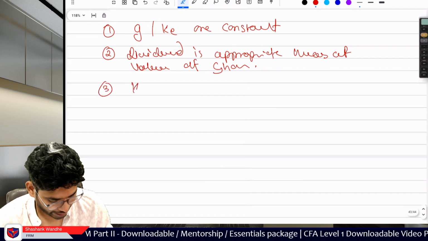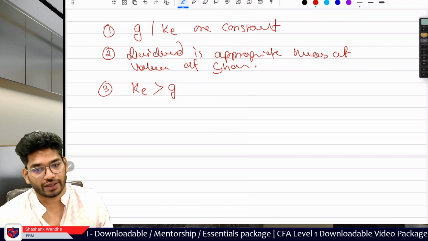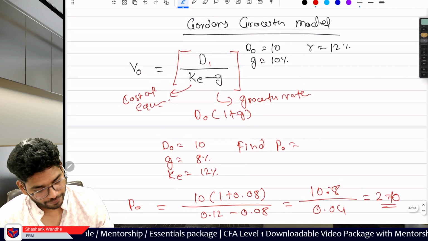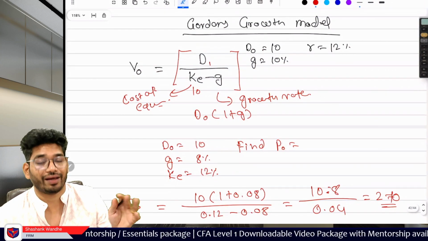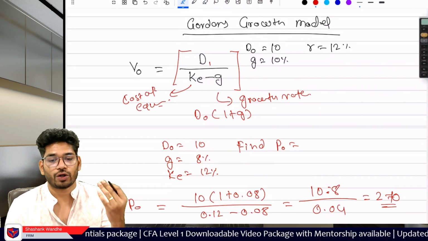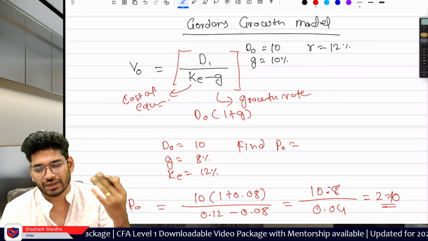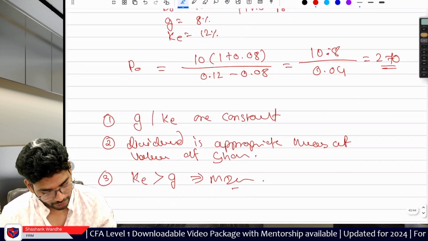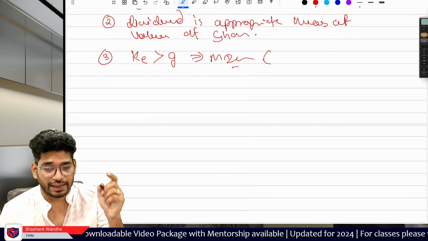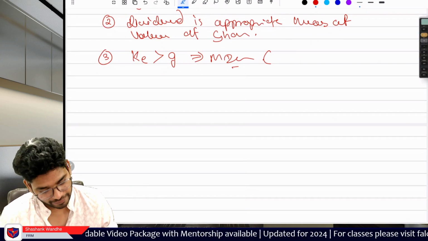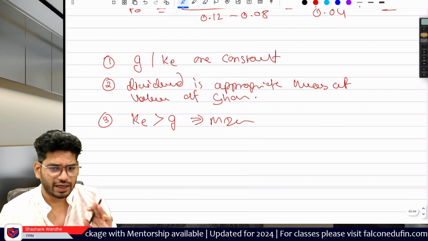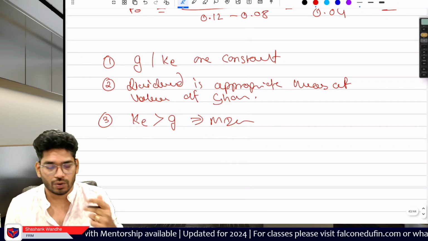And third, KE should always be greater than G. This is the most important assumption. Why? Because if you put KE equal to 10% and G equal to 12%, then the maths will fail here. You won't be able to apply the mathematics, and the share price will go negative. So KE greater than G is a very important assumption from the maths perspective. Got it? So this is the basic concept of Gordon's growth model.